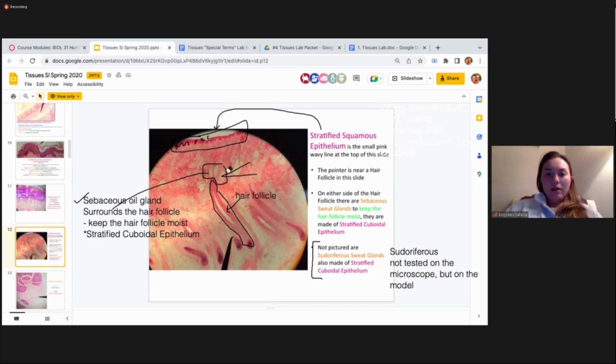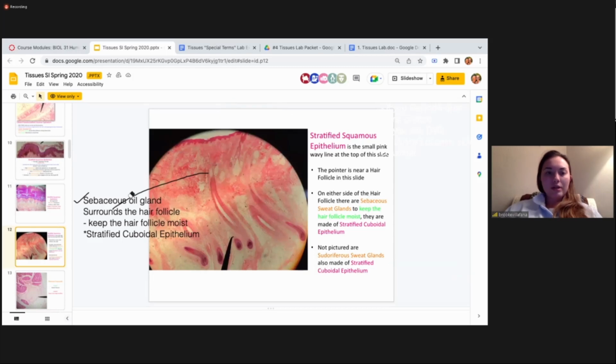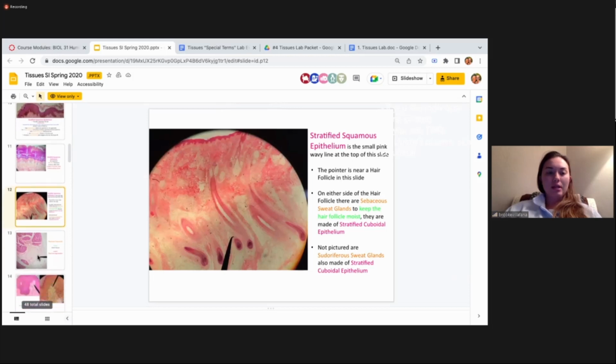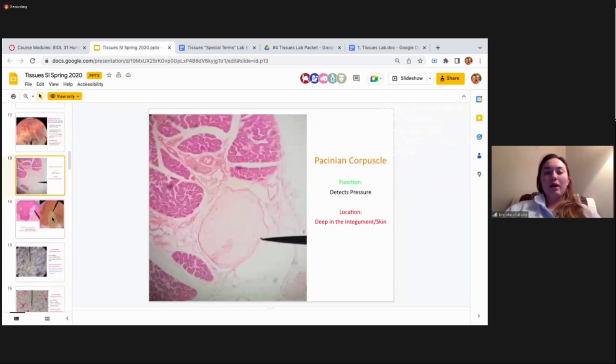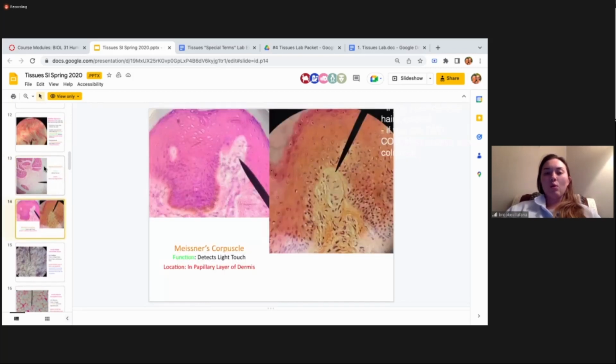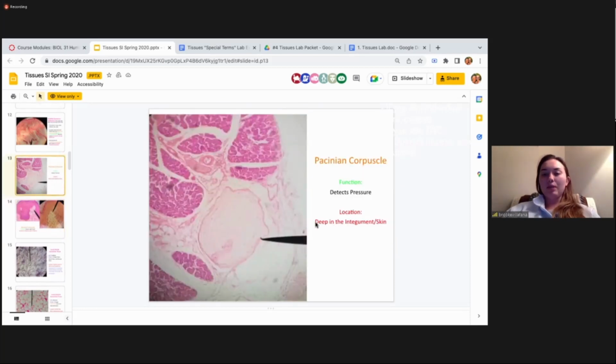Okay, so we're going to keep going here. Our next tissue is our Pacinian corpuscle. I don't know which of these you have on the test, but we always do at least one, if not both of these on your lab exam. The Pacinian corpuscle is found deep inside of the skin. So I put that here, deep in the integument or skin. And its function is to detect pressure. So that's the function you would know for the lab exam.